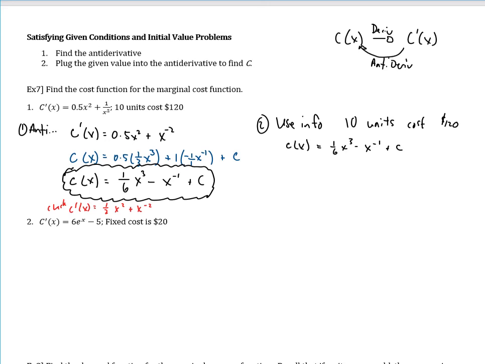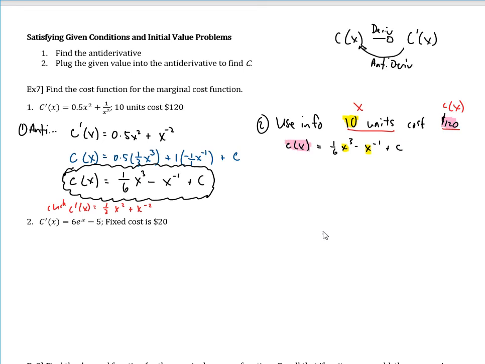Okay, so we'll use this info. So 10 units. Well, we're assuming the units is x because the cost is c of x. So this whole thing, that is c of x. Okay, so what we have then is we're going to plug 10 in. Let's use the highlighter. We're going to plug 10 in right there and right there for our x value. And then we'll plug in the pink, let's use pink, the 120 for this whole thing.